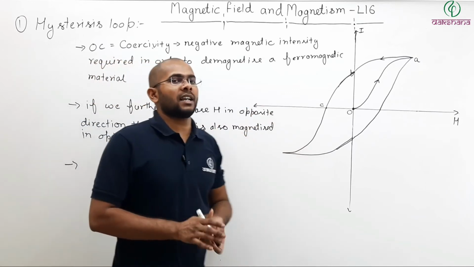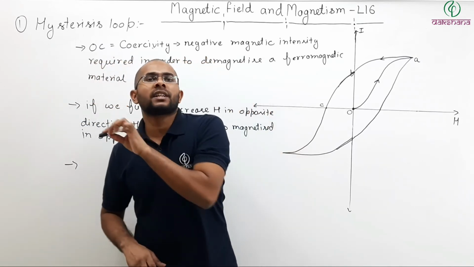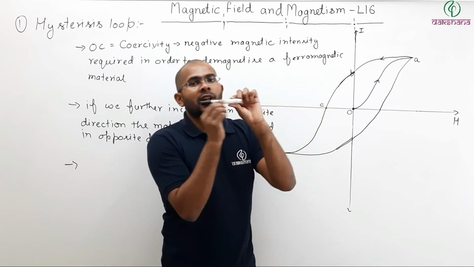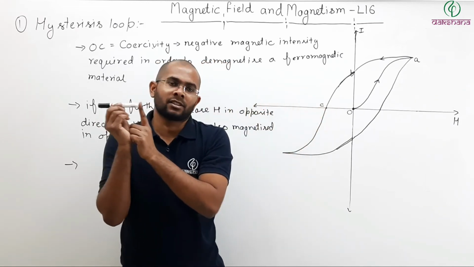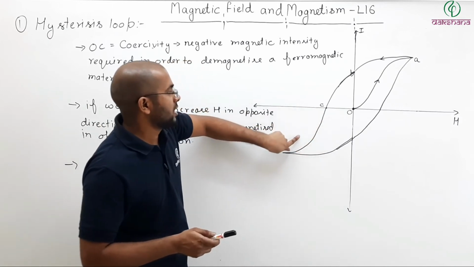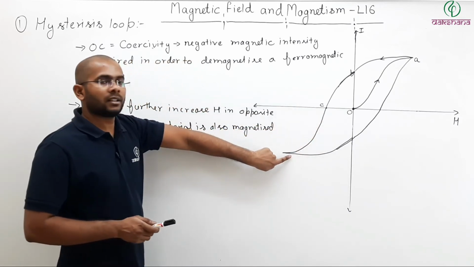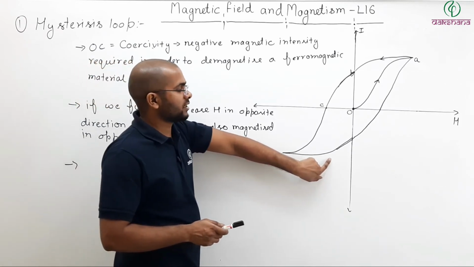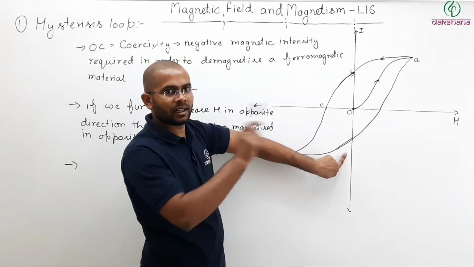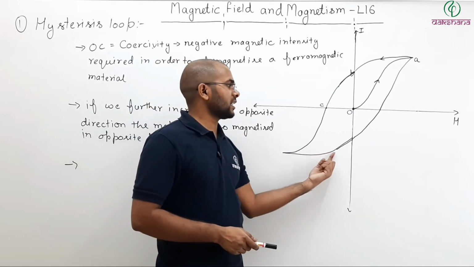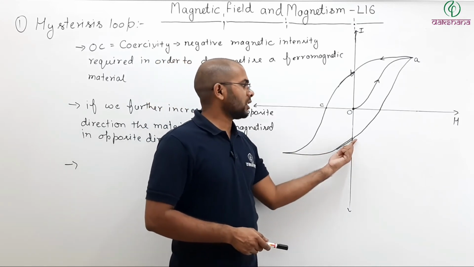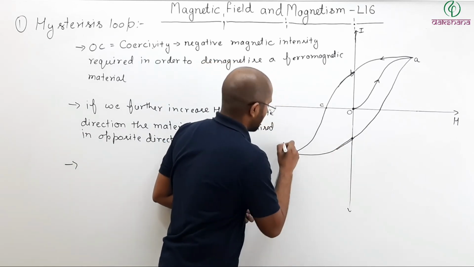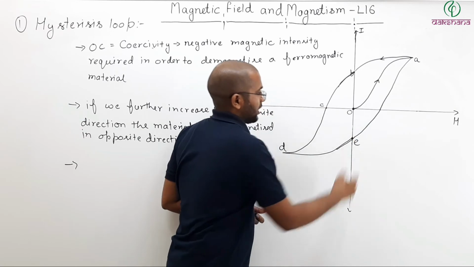Now your material starts magnetizing in the opposite direction. Previously the dipoles were aligned in the right direction. Now the dipoles are aligning in the left direction. In the left also, after a certain current, saturation is reached. Now if I again start decreasing the current, the magnetic intensity, the material again starts getting demagnetized, but it does not fully demagnetize. Some amount of magnetization is always left.